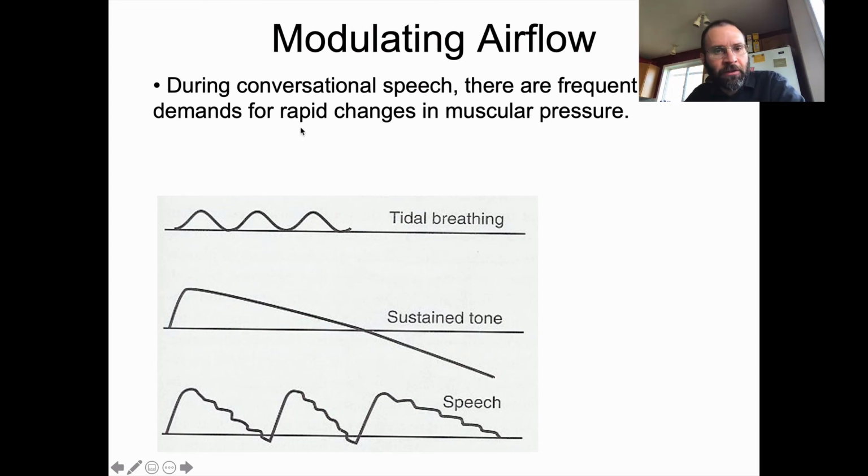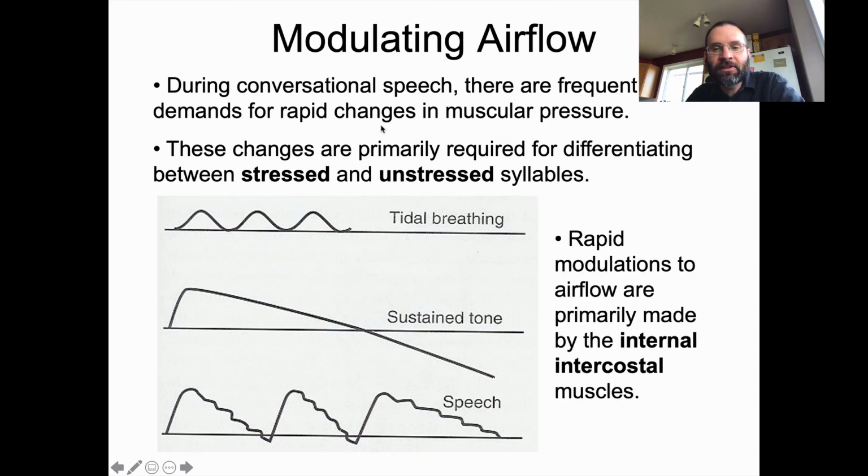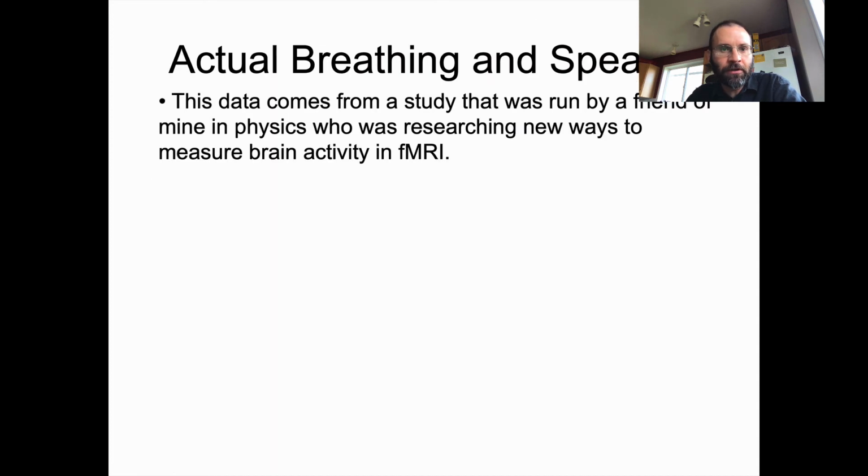So there are frequent demands for rapid changes in muscular pressure or alveolar pressure during conversational speech. And primarily where they kick in is when you get differences between stressed and unstressed syllables. So stressed syllables, again, are going to be more prominent than the unstressed syllables. And the way you make these changes on a quick, fine-tuned basis, like I said before, is by the internal intercostal muscles. So the muscles lining the insides of your rib cage can make those fine-tuned adjustments that we use for speech. So those are the ones we really have to care about most when we think about speaking and the muscles required to do so.